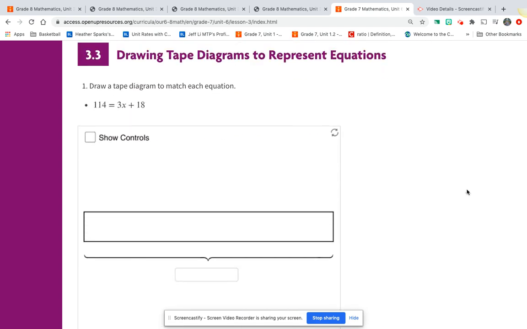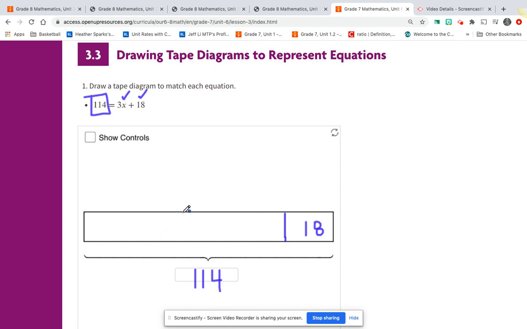All right, let's move down to this next section where you're drawing based on an equation. So the total is right here, 114. And that 114 needs 3 x's and an 18 inside of it. So I'm going to say, well, half of the bar would be like 70, I don't know, 57. So let's say this is where my 18 will go. And then everything over here is 3 x's.